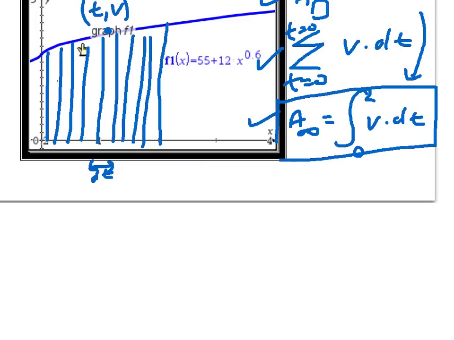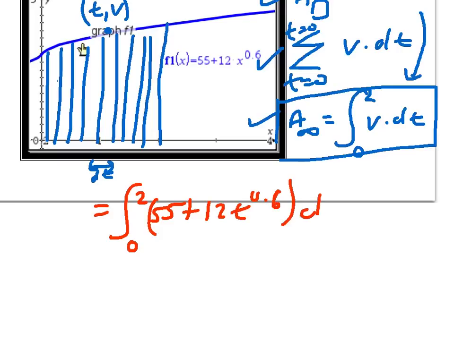So remember, if we want to do an infinite amount of rectangles, it's the integral from 0 to 2 of (55 + 12t)^0.6 dt. The v here is the equation that was given to me in the original problem. So now I have the skills necessary to actually antiderive this, plug in the two bounds, and subtract. So I'm going to antiderive 55 and realize that's 55t.